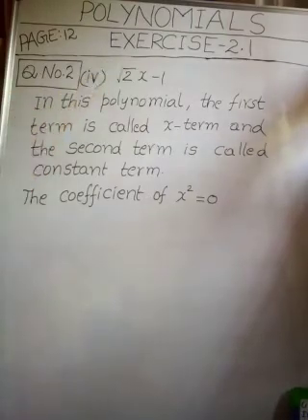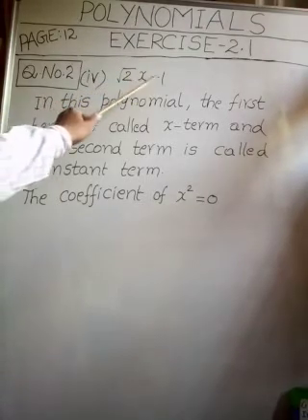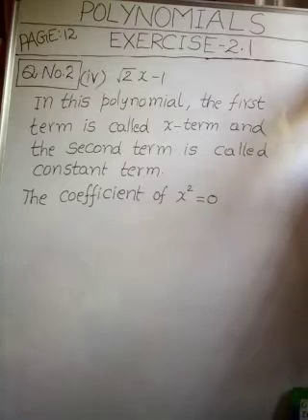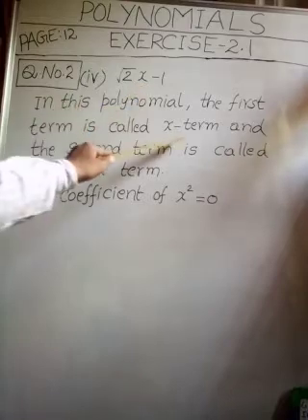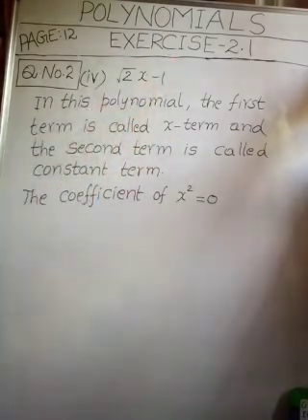In this polynomial also we have to write the coefficient of x square. Okay, my dear children, root 2x minus 1. This is the given polynomial. In this polynomial, what is the first term called? X term. And what is the second term called? Constant term. Have you got an idea about the names of terms? Can you give the names of terms of a polynomial, my dear children? Yes, right.